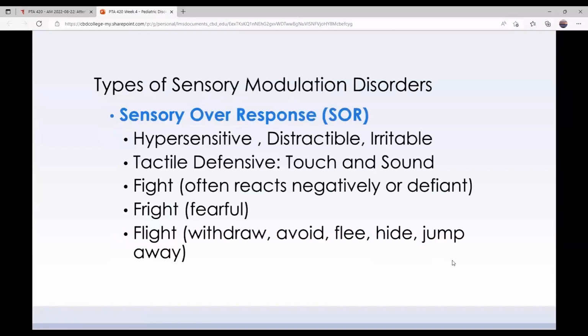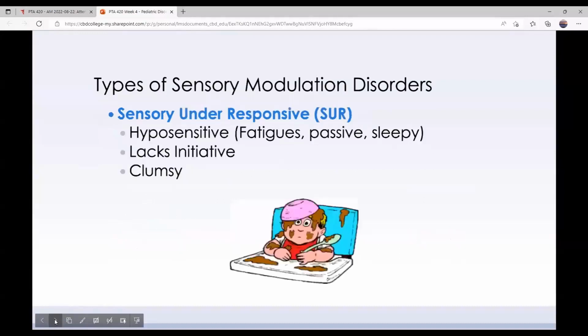Sensory over response is exactly what it says. The hypersensitive, very irritable type of children may fight because they're frightened. Okay, so understanding what is going on here, they might run away, they might flee. So understanding why a patient might have a reaction, and many school systems are set up to handle this. But it can be quite exhausting as the treating therapist or anybody working with the individual, and parents as well.